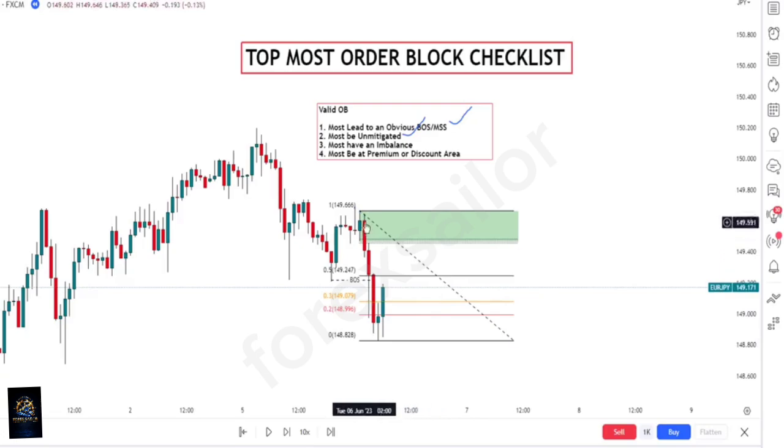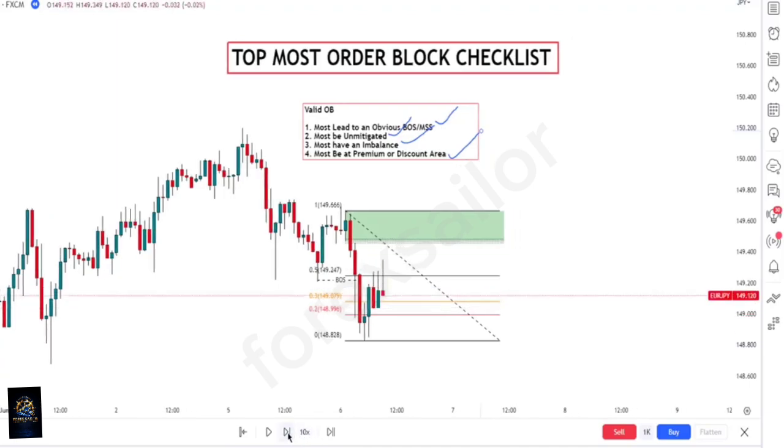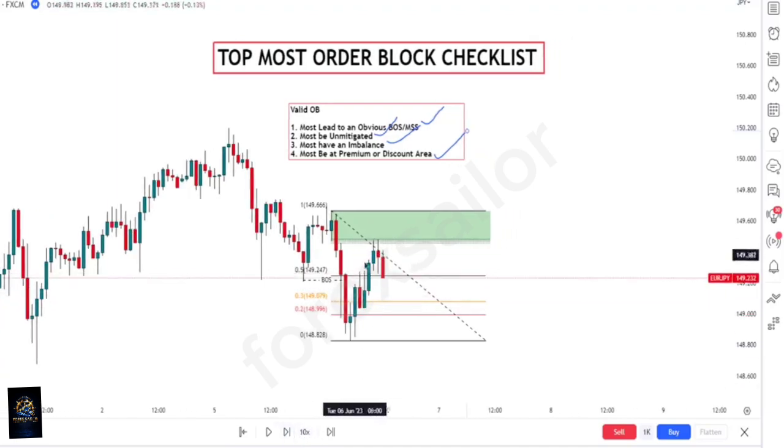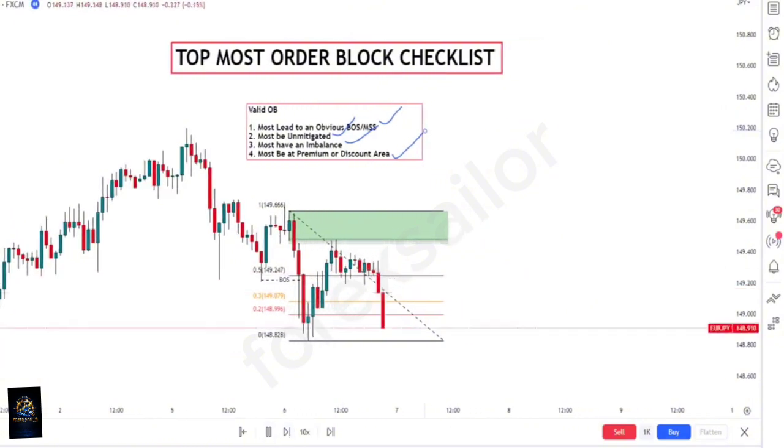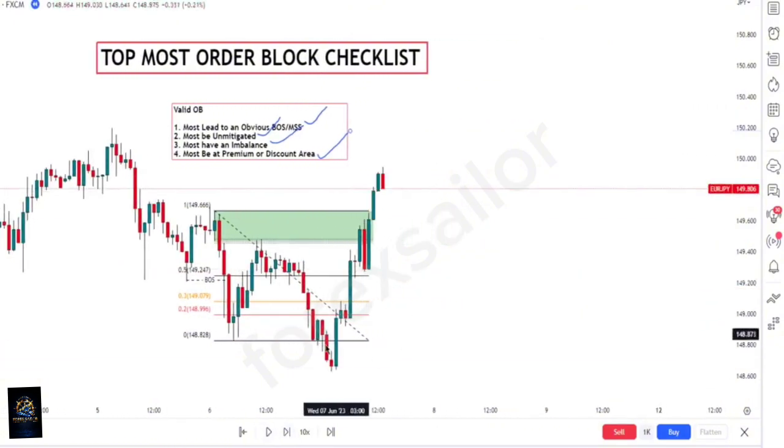So is our order block in premium? Yes, because we are dealing with this bearish movement. So we have this third requirement and this fourth requirement. As price comes back, we can see that price respected that order block and it gave us exactly what we are looking for. So if you're taking a trade like that, this is what you should look out for.